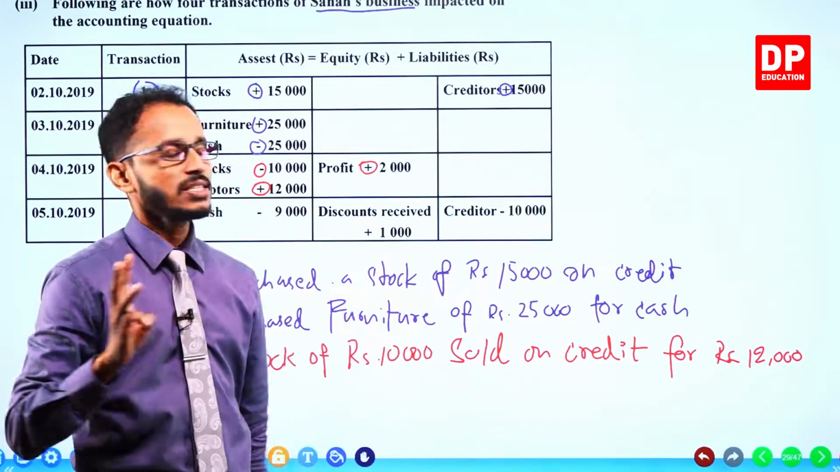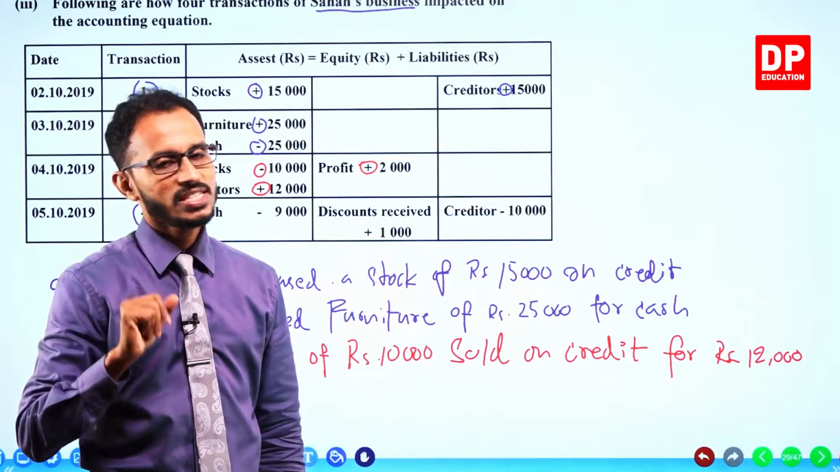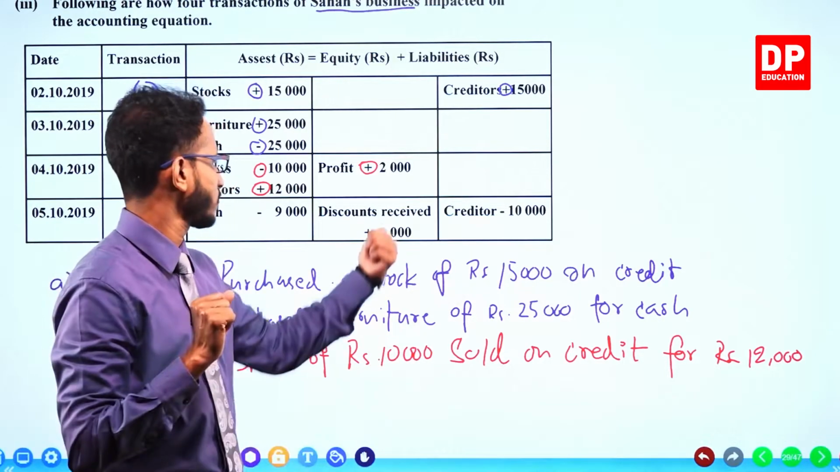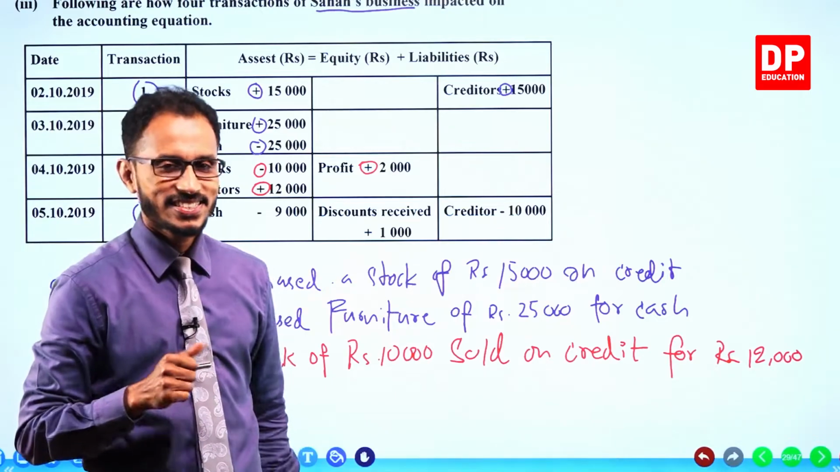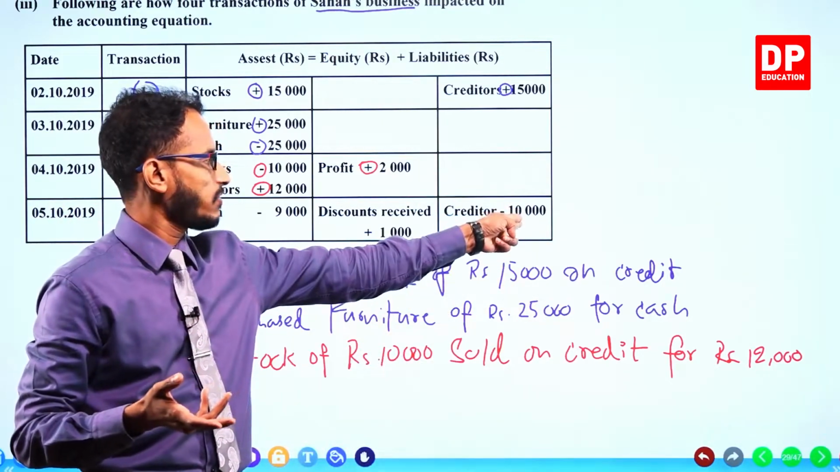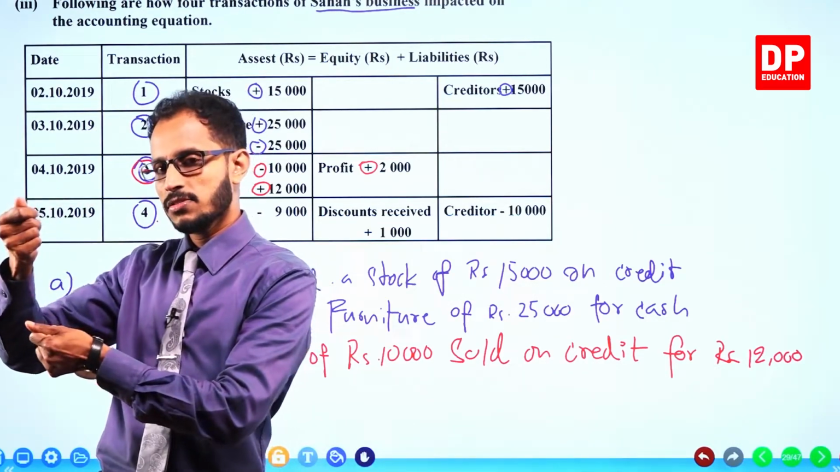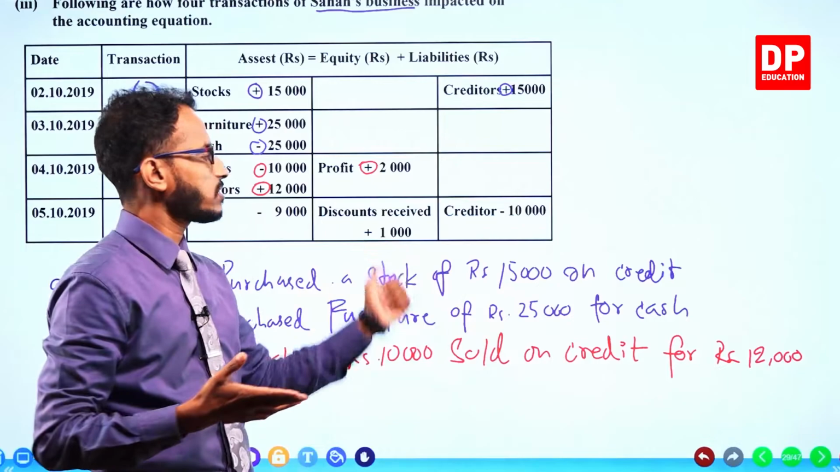The 1,000 discount is a discount received from creditors. We had to pay 10,000, but we paid only 9,000 because they gave us a 1,000 discount.